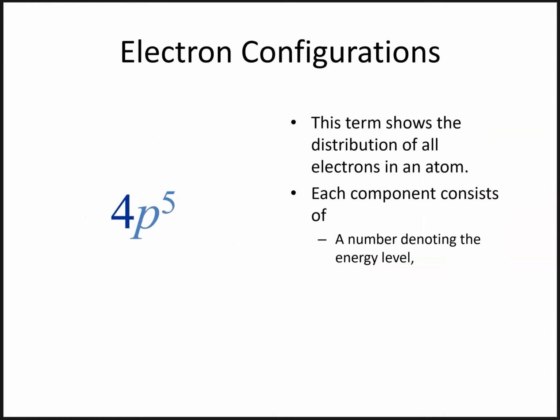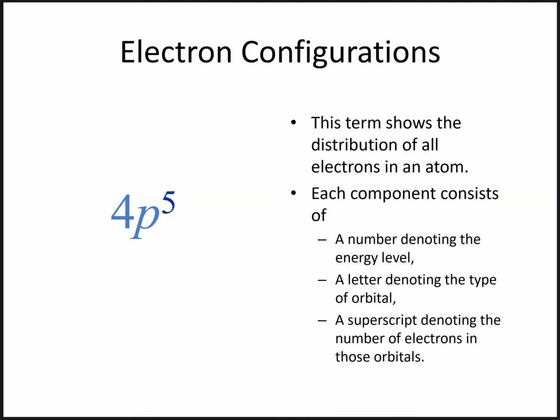Now, we're ultimately interested in writing electron configurations and being able to describe just how many electrons are in each orbital. Here we've got an example of an electron configuration where we have the principal quantum number, that's the first thing, so the 4. We have the letter designating the type of orbital, in this case it's a p, and then a superscript describing how many electrons are in these orbitals. In this case, there's 5.